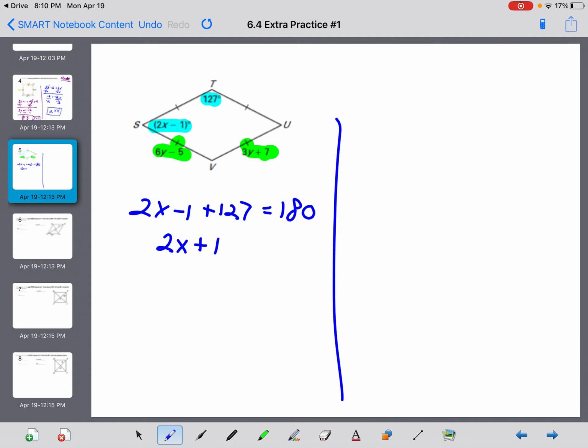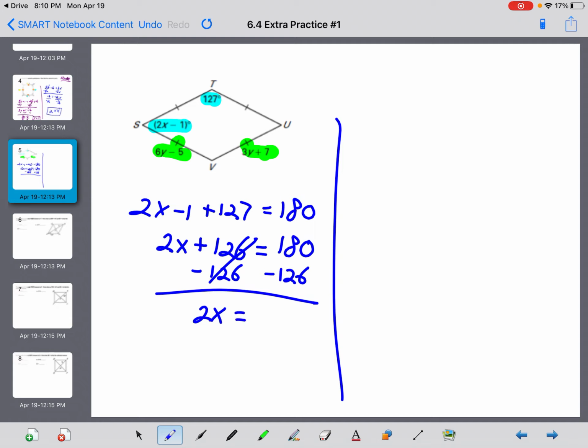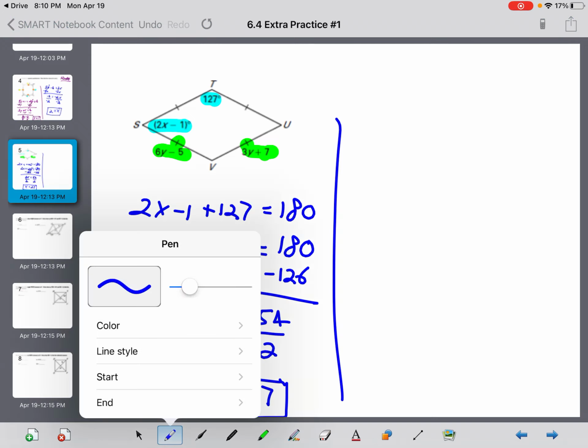2x plus 127 minus 1 makes 126, which equals 180. I'm going to subtract 126 on both sides, and 2x equals 180 minus 126 is 54. Divide both sides by 2, and x equals 54 divided by 2 is 27.